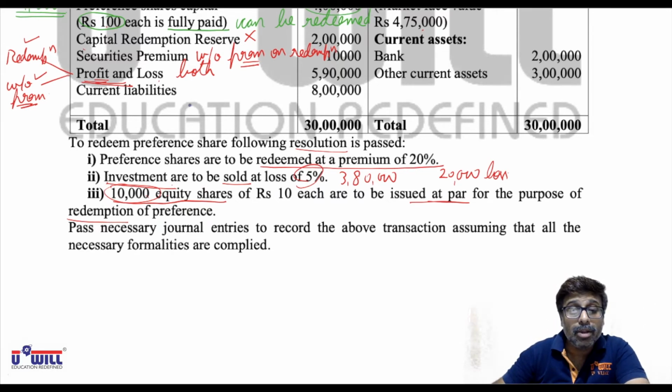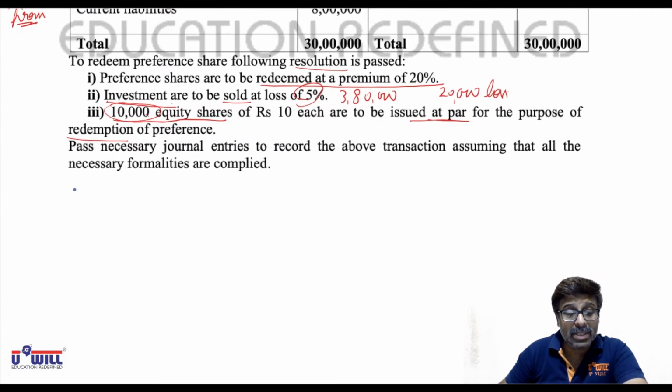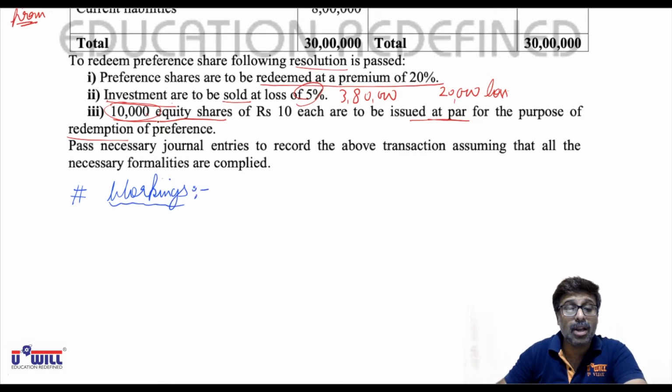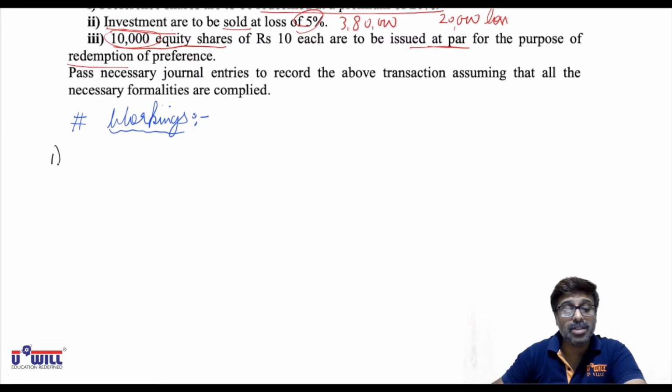You are required to pass necessary journal entries to record the above transactions, assuming that all necessary formalities are complied with. Now, this is the fixed set of workings we will be making in all the questions. Once we solve 2 to 3 questions, you will become confident with that. So all of you make these workings along with me. First, only one working is there in fact. So even if you don't number, it's fine.